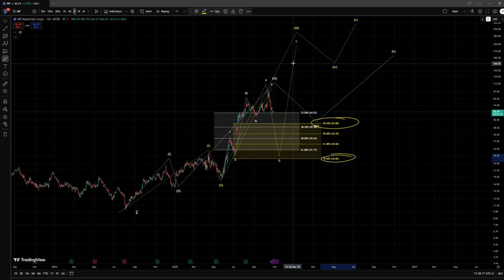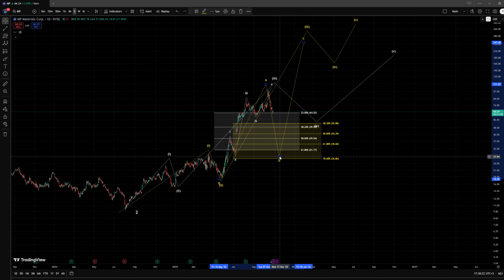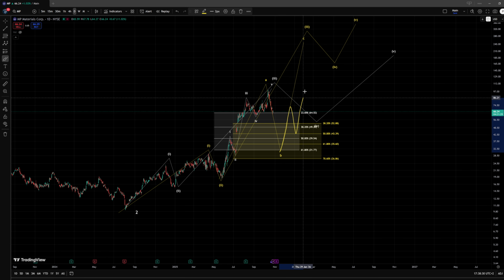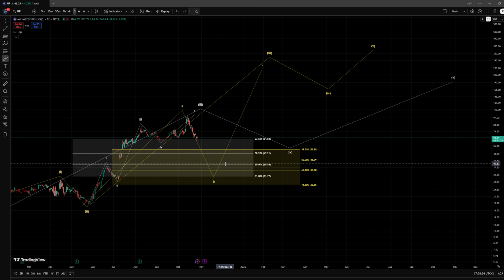Now, depending on which pattern we follow higher, we may be able to tell once this next wave to the upside is complete, because in a follow-up wave C in the yellow scenario we would be tracking a 1, 2, 3, whoops, excuse me, my scroll just messed up.